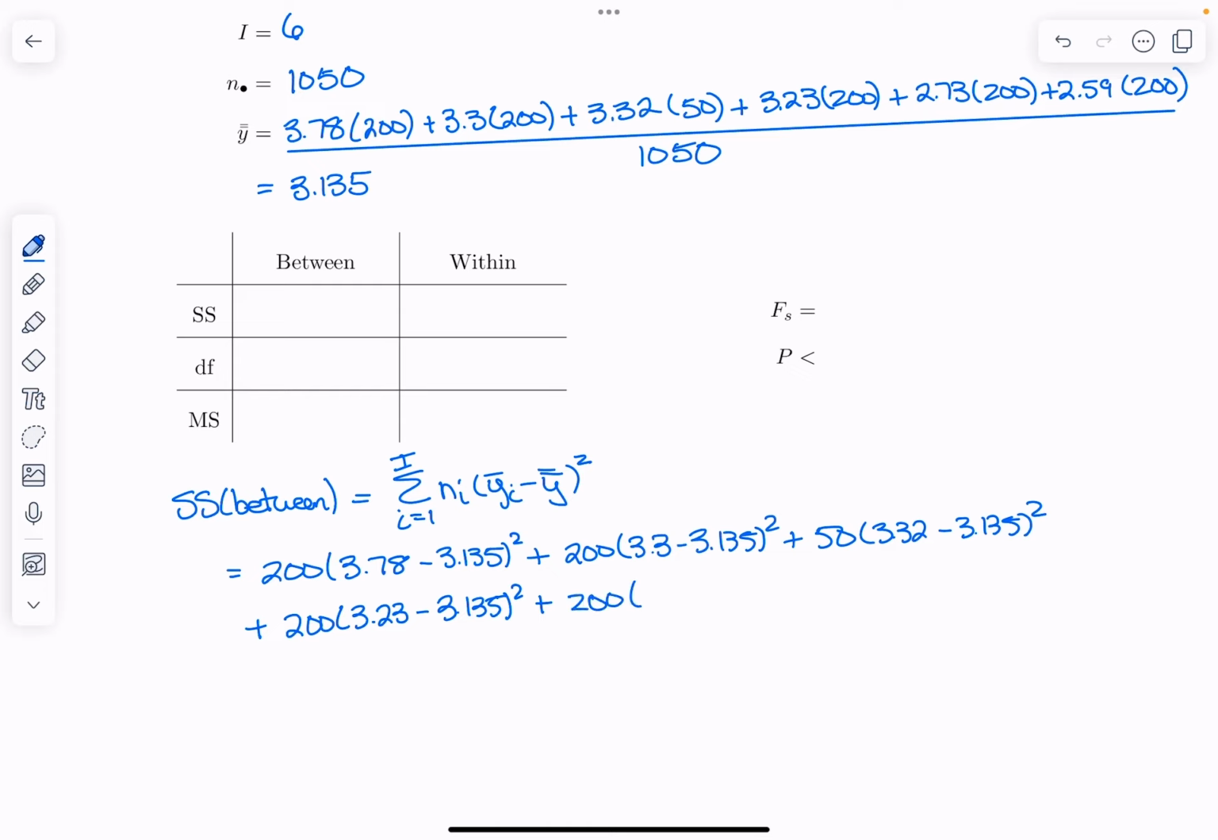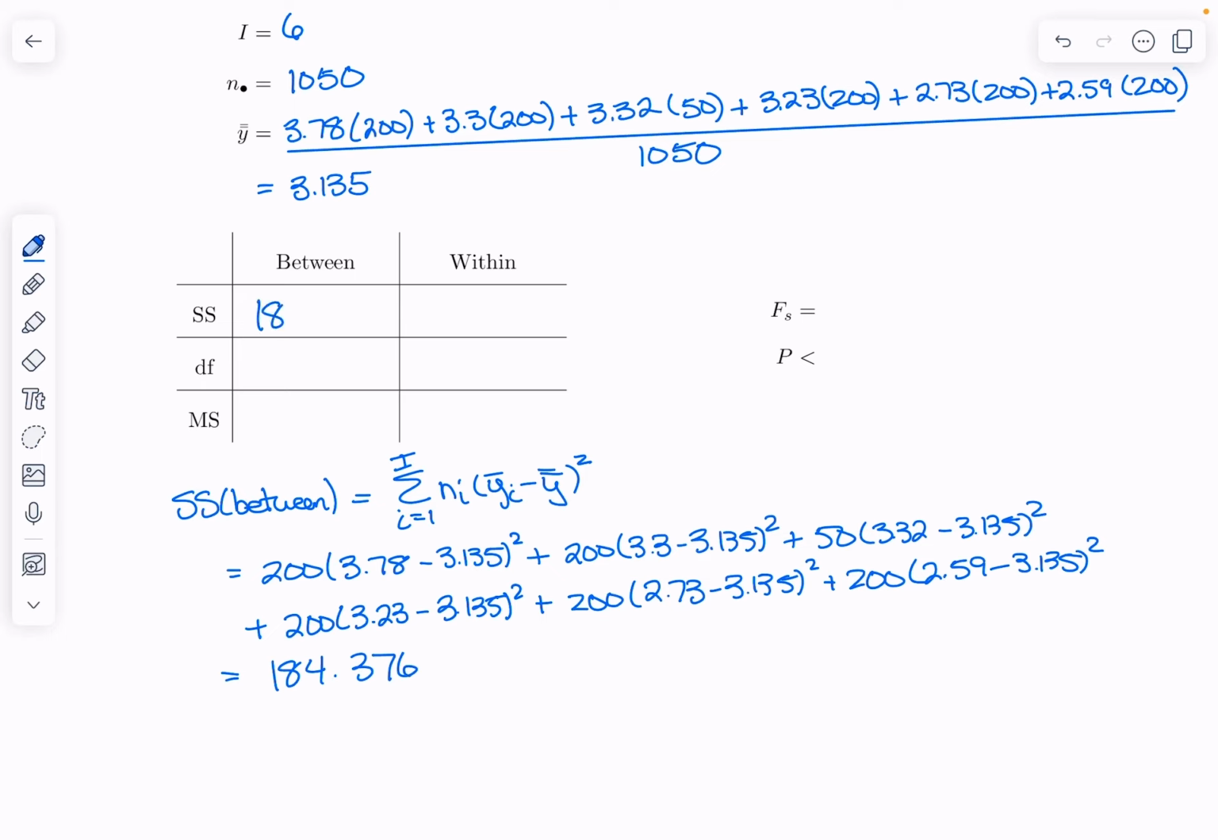And for the moderate smokers, there were 200. I'm going to take the mean of 2.73 minus 3.135 squared. And then for the heavy smokers, I've got 200 times 2.59 minus 3.135 squared. So the sum of squares between, when I add that all up, is going to be 184.376. So I'm going to record that here in my table, 184.376.